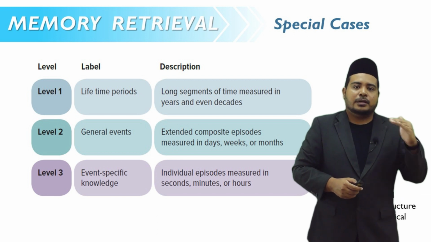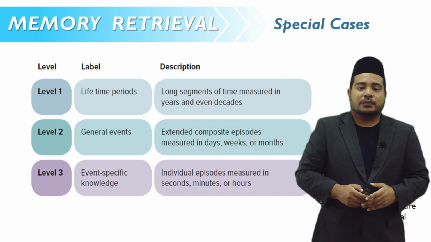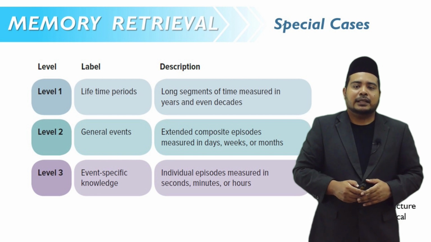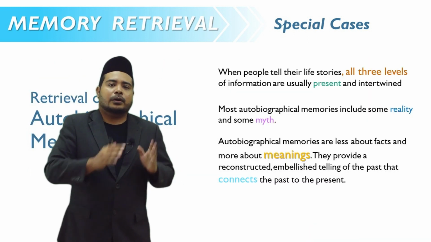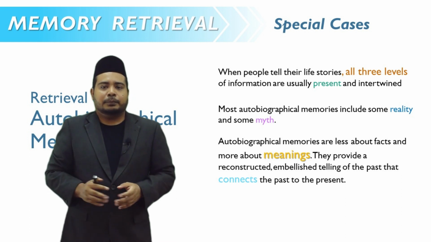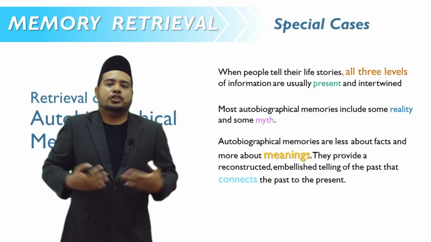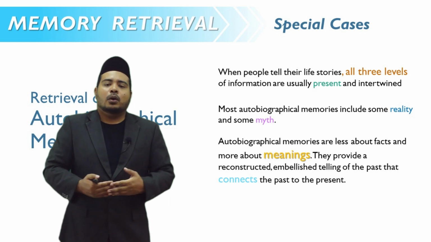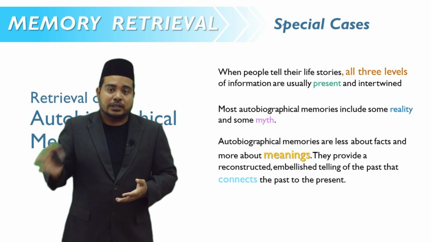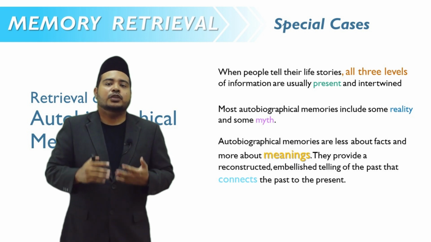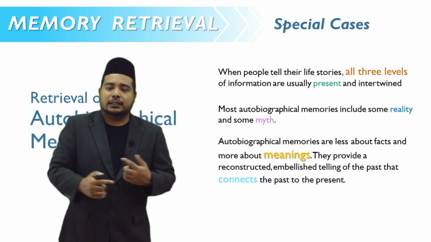So lifetime periods, general events, and event-specific knowledge. These are the three hierarchical structures of autobiographical memory. For the retrieval of autobiographical memories, when people share about their life events, when people tell their life stories, all three levels of information are usually present and intertwined.